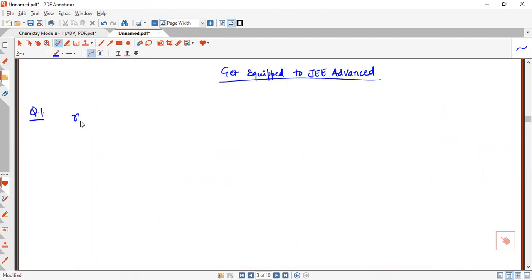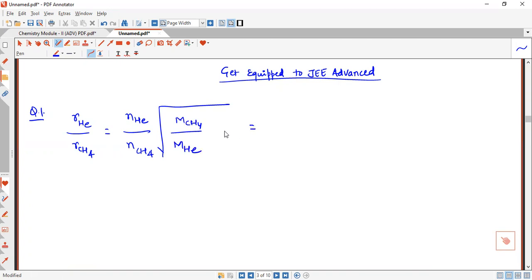Rate of helium divided by rate of methane is nothing but moles of helium inside divided by moles of methane. Because moles are not the same, partial pressure is going to be different, so we have to write this formula, multiplied by root of mass of methane divided by mass of helium. So you can write the values: 0.4 by 0.6, root 16 by 4. If you cut, this is 4, so 0.4 by 0.6 times root 4, which is 2. So this is going to be 4 by 3.